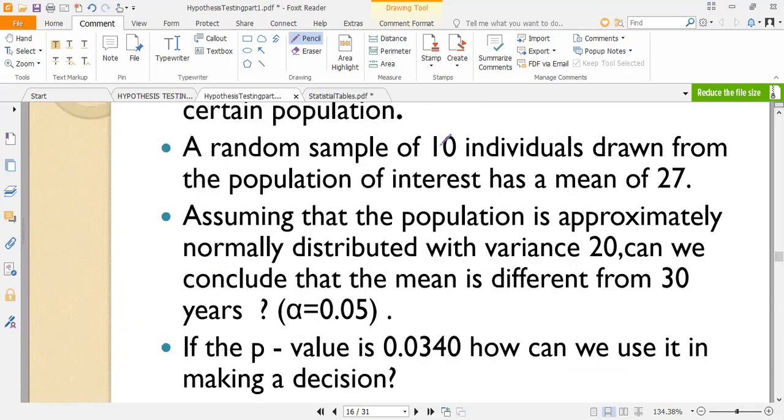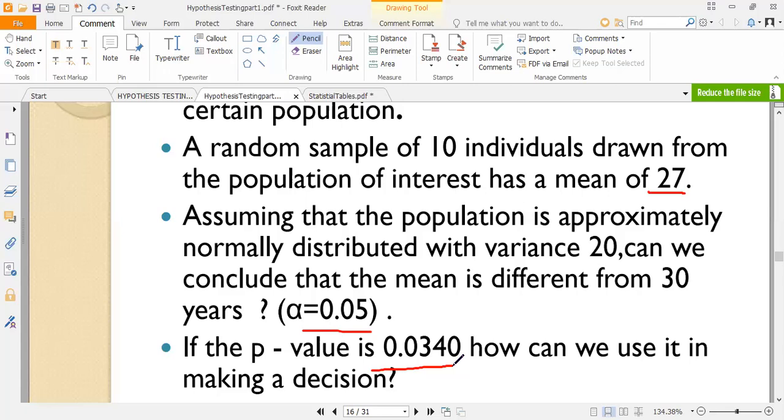a random sample of 10 individuals are drawn from a population of interest that has a mean of 27. Assuming that the population is approximately normally distributed with a variance of 20, can we conclude that the mean is different from 30 years using an alpha of 0.05, and you're told that the p-value is 0.0340. So even though they're doing the calculations here, can you tell me, are we rejecting or do we fail to reject in our decision?